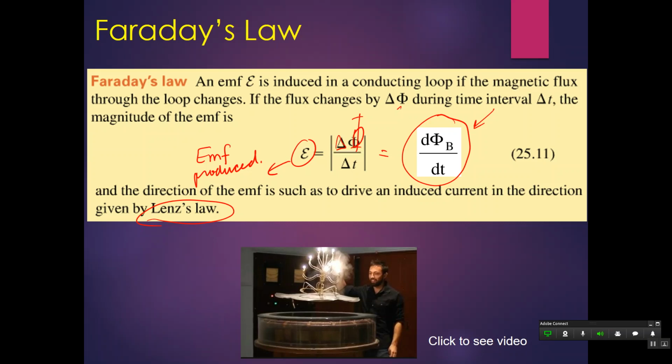Faraday's law. Playing games there? Oh yeah. We're going to watch one of these videos from this guy. He's actually really good. Does anyone follow his YouTube channel? It's Veritasium. Yeah, it's really, really good. All his videos are interesting.